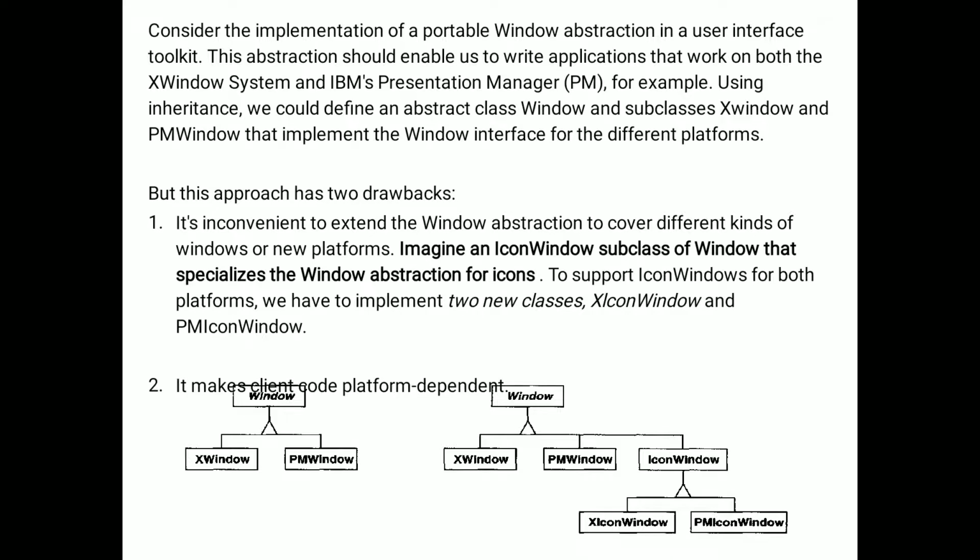Consider the implementation of a portable window abstraction in a user interface toolkit. This abstraction should enable us to write applications that work on both the X Window System and IBM's Presentation Manager. For example, using inheritance, we could define an abstract class Window and subclasses XWindow and IBM Presentation Manager window that implement the window interface for the different platforms. But this approach also has drawbacks. It's inconvenient to extend the window abstraction to cover different kinds of windows or new platforms.